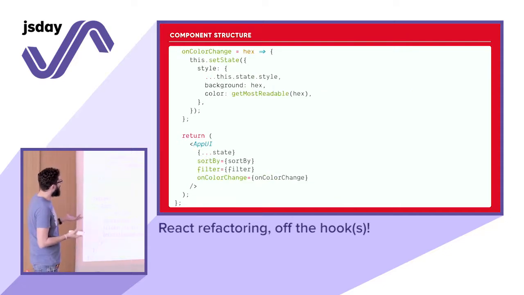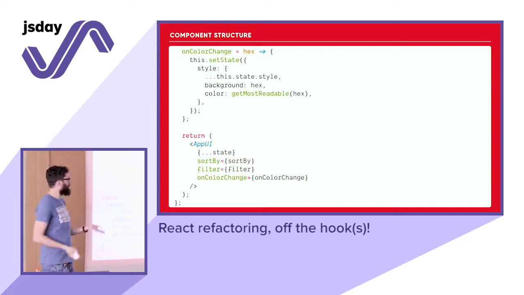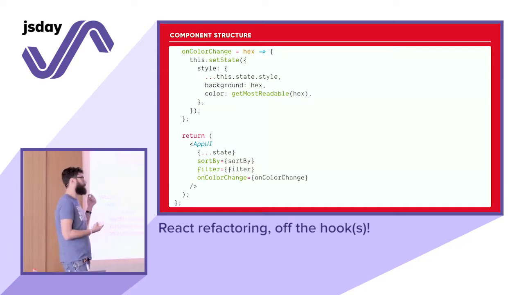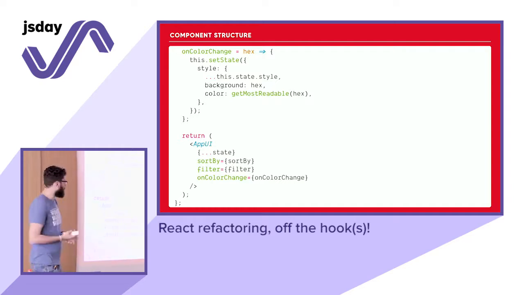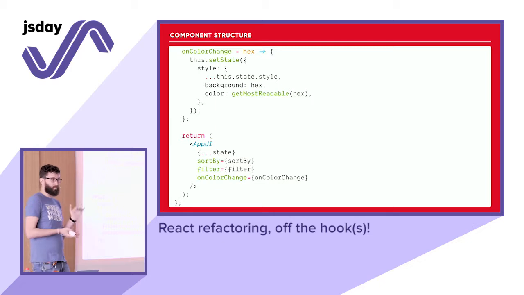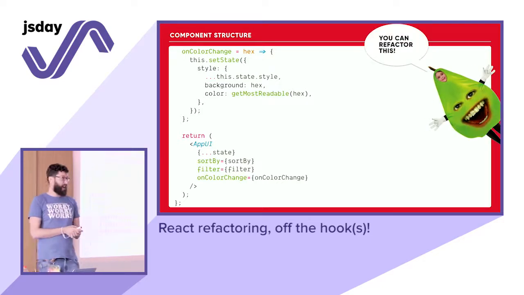And I have onColorChange that would change the style of the app. Basically, if you click a color, the background of the page becomes that color, and the color of the text is the most readable between black and white currently, based on the background. And then there is the app UI, which doesn't quite matter at this point. So it's a rather biggish component to do something as simple as I have on the page. And I know that my friend, the peer programmer, would say something along the lines of, you can refactor this!